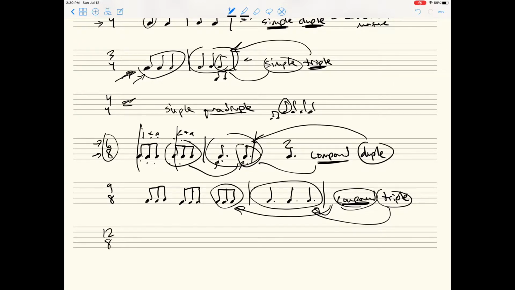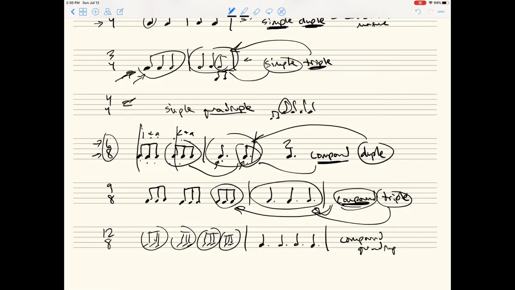And then 12/8, right? Those are eighth notes. Beautiful, beautiful eighth notes. Okay. Now we have 1, 2, 3, 4 groups. So this is compound quadruple.